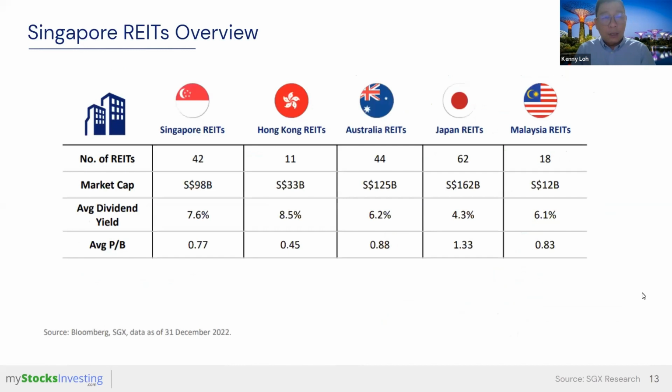Compared to other REIT regions, Singapore REIT is considered the second largest after Japan, right? So if you exclude Japan, Australia REIT is the largest in this region. Okay, 125 billion market capitalization and 44 REITs. Singapore is not very far away. Basically close to 100 billion, 42 REITs, and the dividend yield 7.6 versus 6.2. You can see that across the whole region, the Singapore REIT sector is actually currently trading at a discount. Okay, Malaysia REIT is pretty small, not so many choices, about 18, and also the same thing, it is selling at a discount.